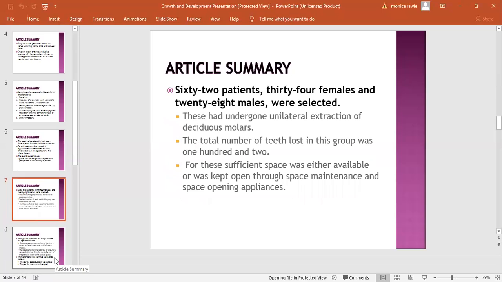62 patients, 34 of which were females and 28 of which were males, were selected. These had undergone unilateral extraction of deciduous molars. The total number of teeth lost in this group was 102. For these, sufficient space was either available or was kept open through space maintenance and space opening appliances.